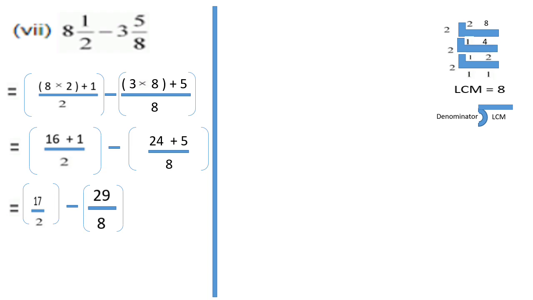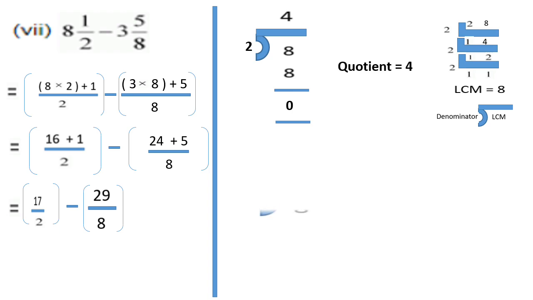So first I'll take 17 by 2. Denominator is 2 and the LCM is 8. So 2 4s are 8. Next, here the quotient is 4. Next fraction is 29 by 8. Here I will divide by 8. So 8 1s are 8. Here I got quotient 1.